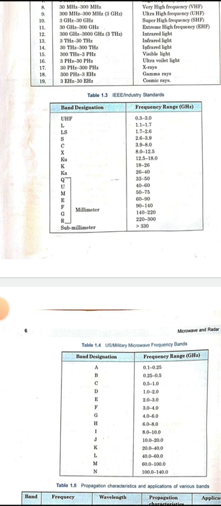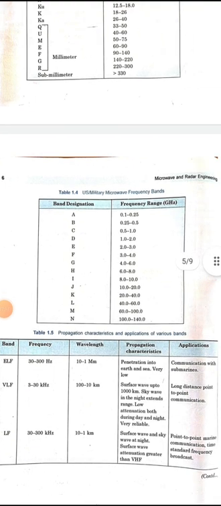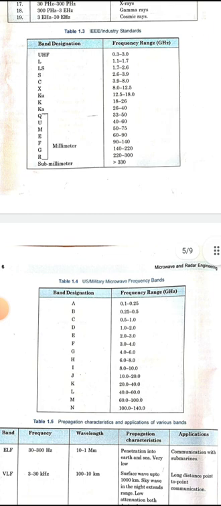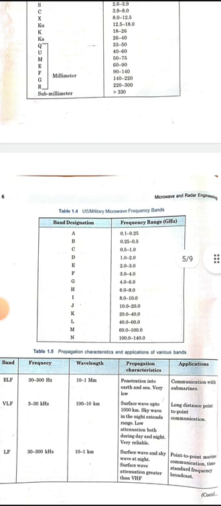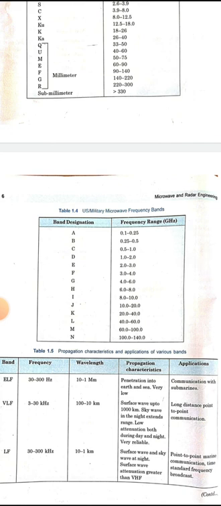Now table 1.3 is nothing but the IEEE industry standards. So these bands are used by industrial applications or for industry purposes. Now in the next table, table 1.4, you are observing the bands we are using for military applications, the US military microwave frequency bands. Here the labeling of the band or the band designation is totally different from the IEEE industry standards. The labeling is A, B, C, D, E, F, G, H, I, J, K, L, M and N.